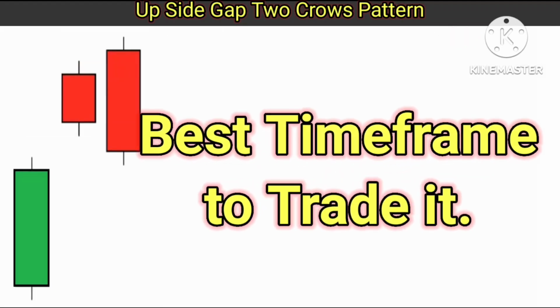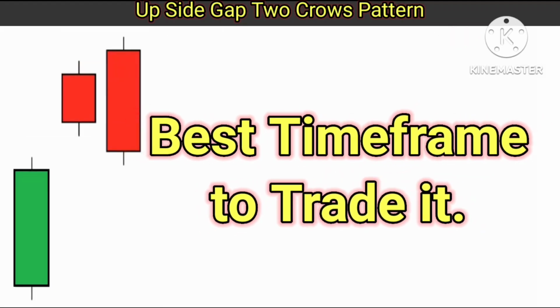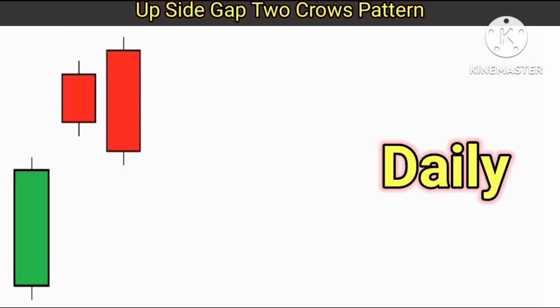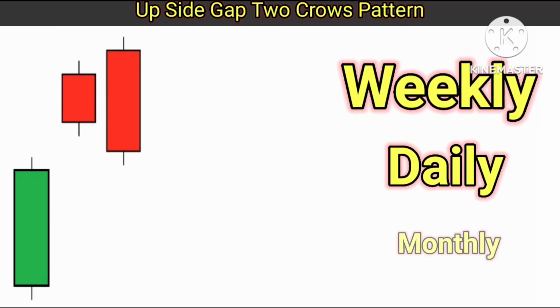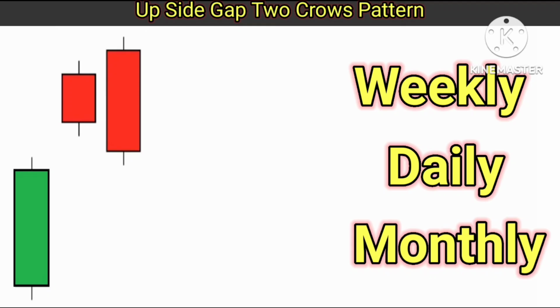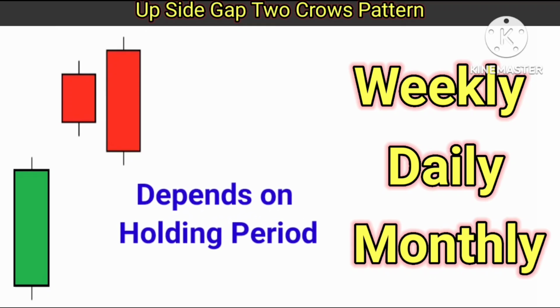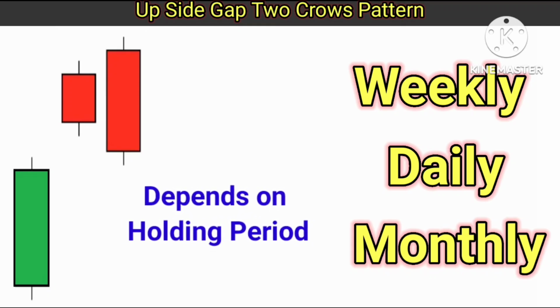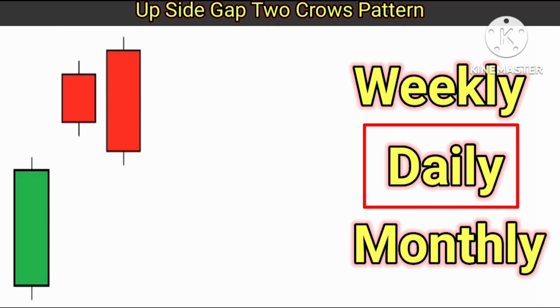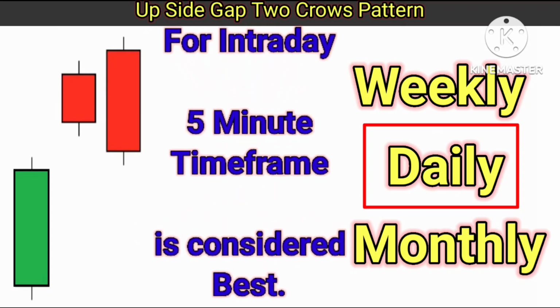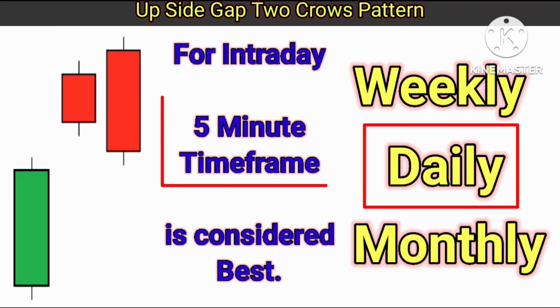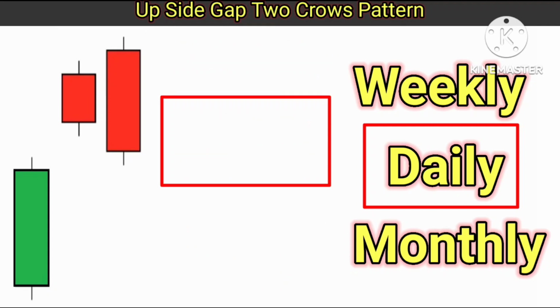Which time frame is best to trade this pattern? One can trade the upside gap two crows on daily, weekly or monthly time frame, and it also depends on your holding period, but the daily time frame is usually considered best, and if you want to trade it on an intraday basis, then the 5-minute time frame is considered best.